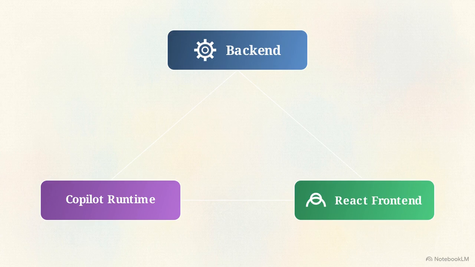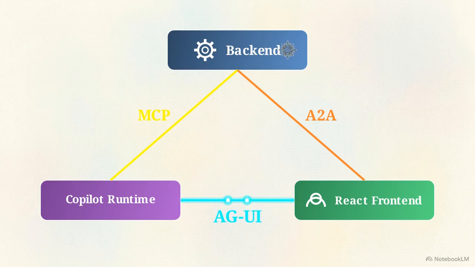Zooming in on the connections between these tiers, we find the protocol triangle. The Model Context Protocol, or MCP, connects agents to their tools. Agent to Agent, or A2A, connects multiple models together. We will focus on the AGUI connective layer, bridging the backend and frontend blocks, managing a continuous, bidirectional data flow.